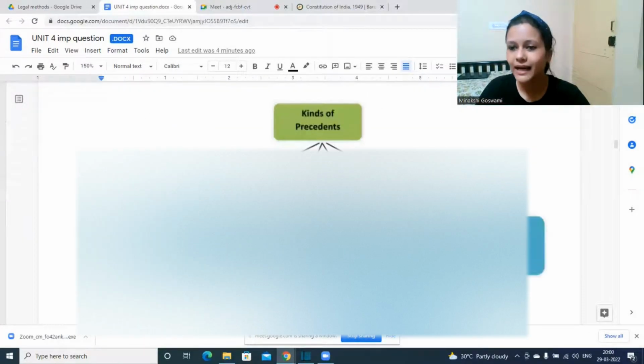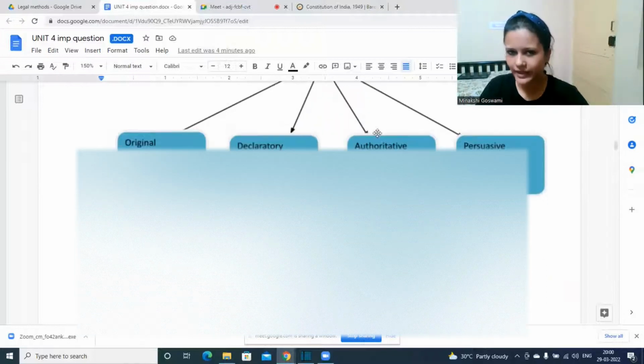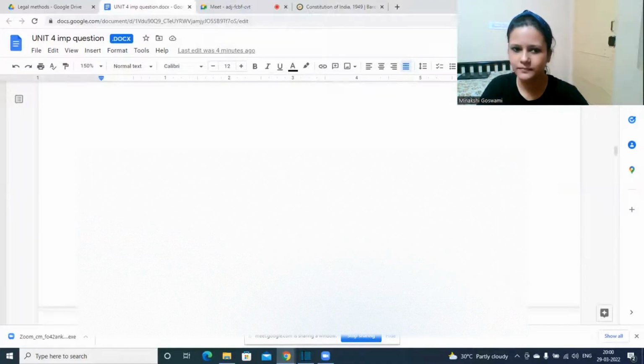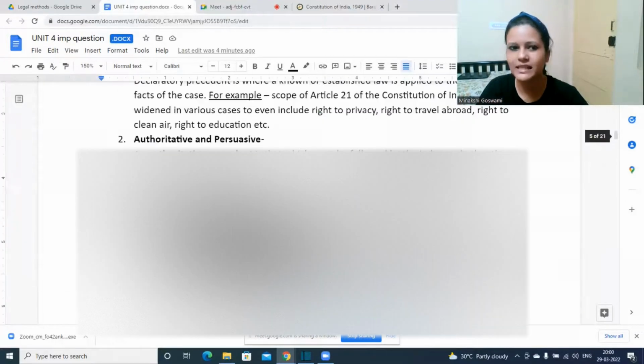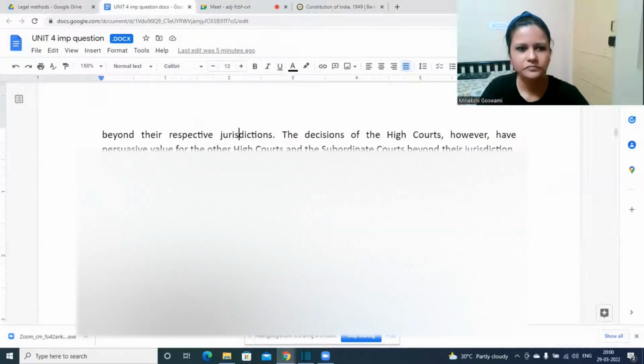Okay, now another thing that we have is kinds of precedent. Okay, now we know what is a precedent, but what are the different kinds of precedent? There are mainly 4 types of precedents: original precedent, declaratory precedent, authoritative precedent, persuasive precedent. Okay, and authoritative precedent is divided into 2 types: absolute authoritative precedent and conditional authoritative precedent. So we will see what these different types are.